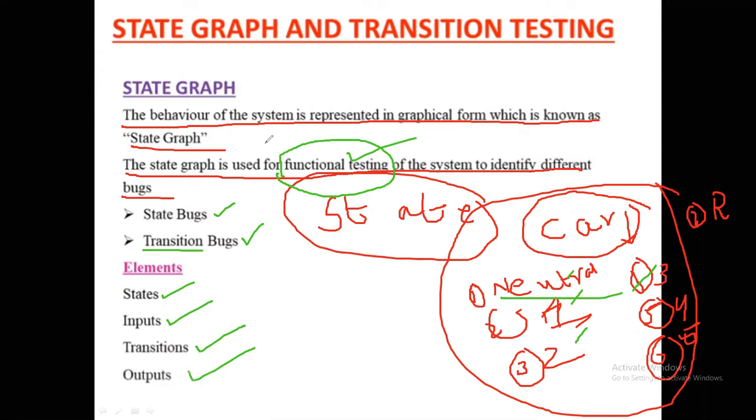Okay, so what is a state graph? Simply saying, the behavior of the system can be represented graphically. If you represent a system behavior in graphical notation, we call it a state graph. Okay.